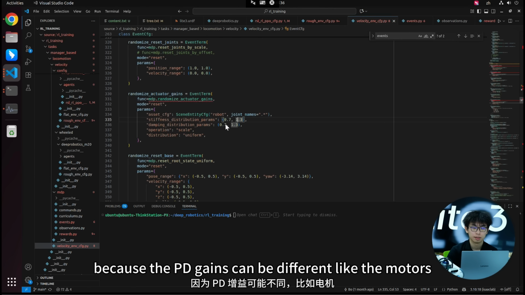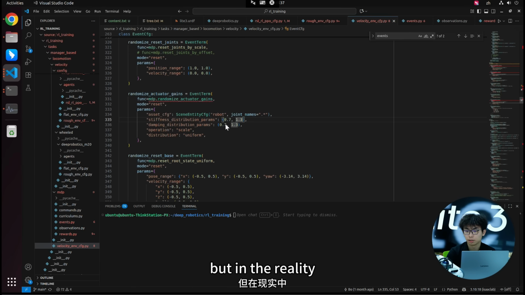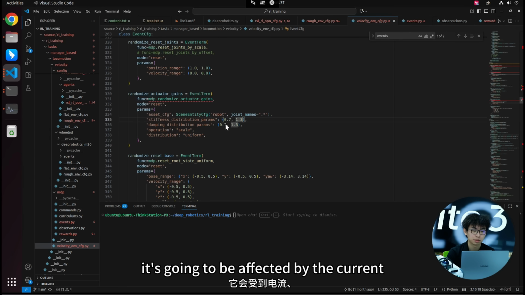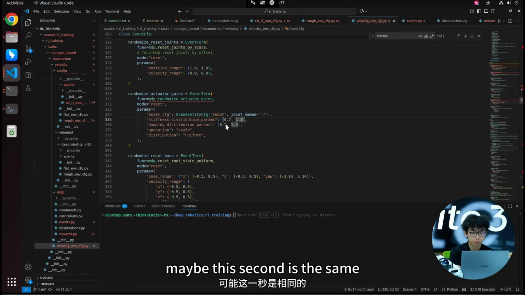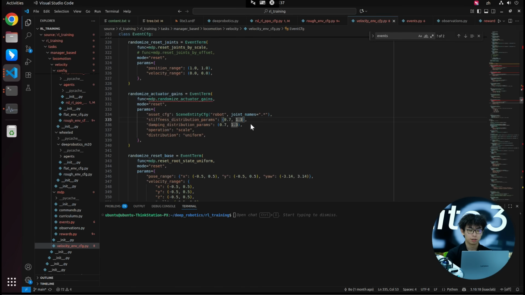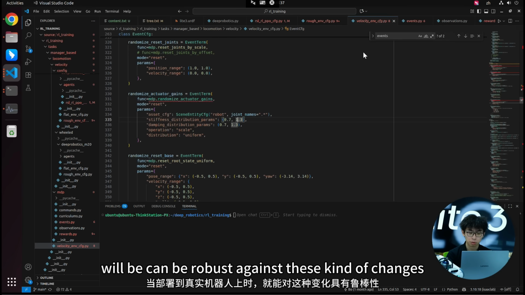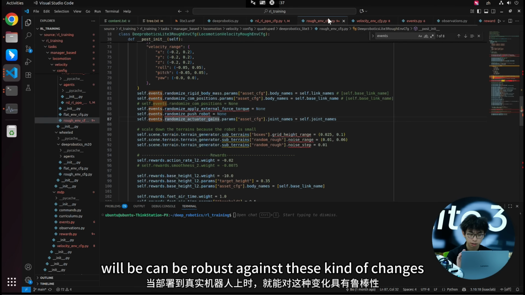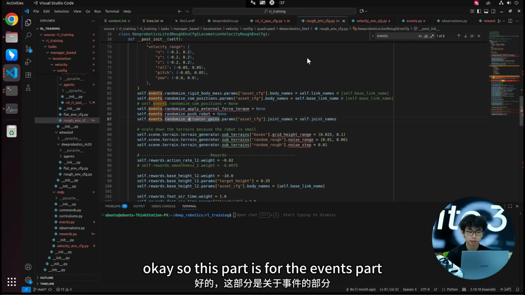because the PD gains can be different. Like the motors: in simulation the motors are very ideal, but in reality they're going to be affected by the current, the voltage, the temperature, a lot of things, and it's going to change. Maybe this second is the same, next second is going to be larger, the next second is going to be smaller. So we're going to randomize it a little bit so the neural network we trained can be robust against these kinds of changes when deployed onto the real robot. Okay, so this part is for the events part.